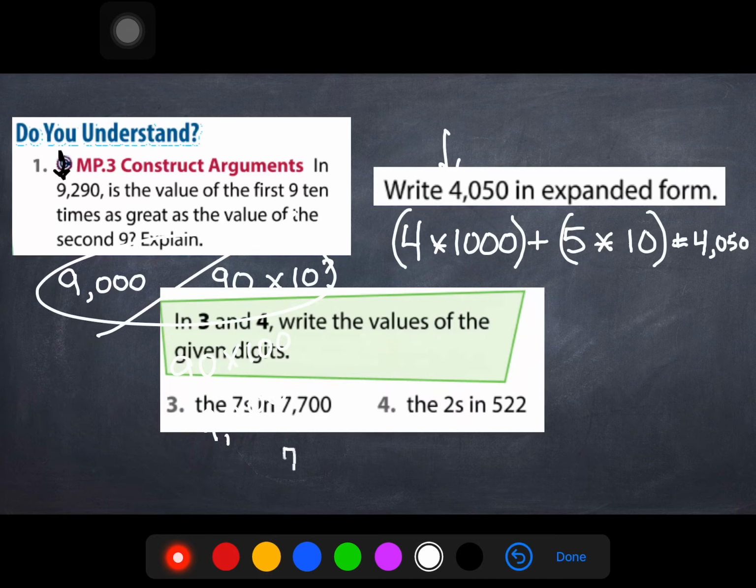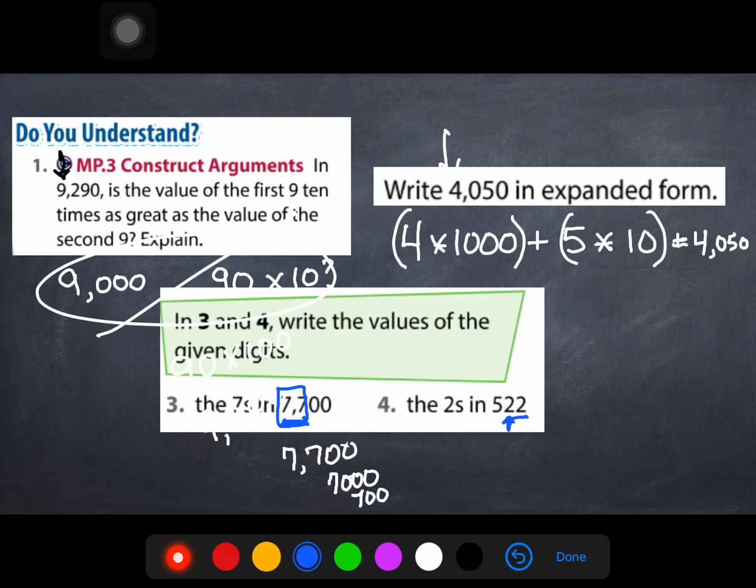And finally, oops, I'm sorry about that. My writing went over there. In this number, I'll rewrite the number for you here, 7,700. What is the value of the 2 sevens? Right. One is 7,000 and one is 700. Because they are in adjacent place values, they are right next to each other. One is 10 times as great as the other one.